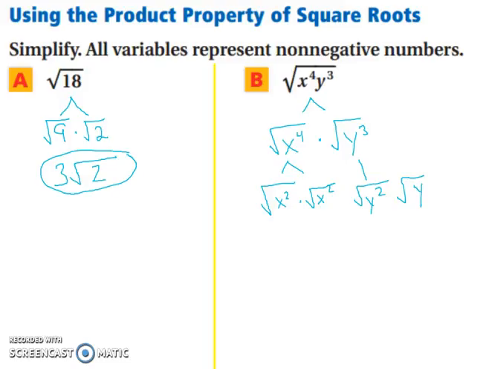Well, since the pairs are squares, we can cross off the square and the square root and have an x, and have an x, and have a y. But we can't do that here. We don't have a square root to play with. So we simply leave it underneath the radicand. So we have x squared times y times the square root of y.